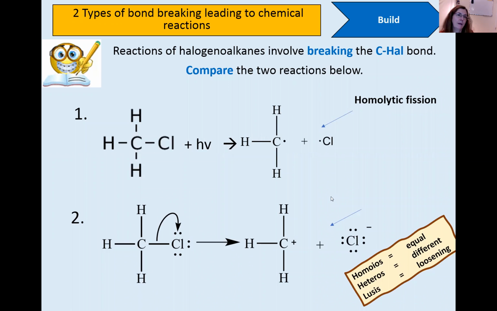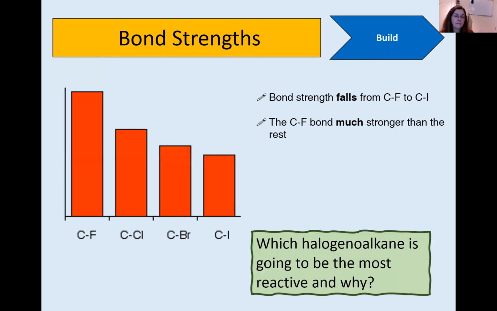Right, so let's move on then. So we are breaking bonds. There are two ways of breaking bonds, so make sure you have drawn and made a note of this. And this is called heterolytic fission. So we've split that bond not equally.